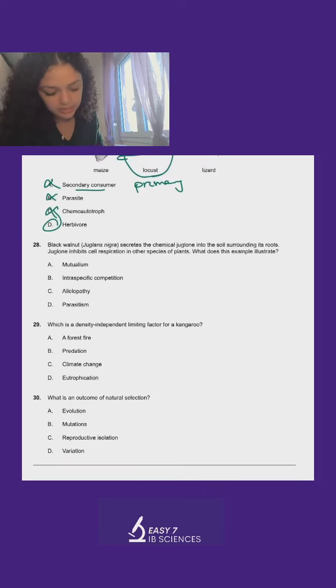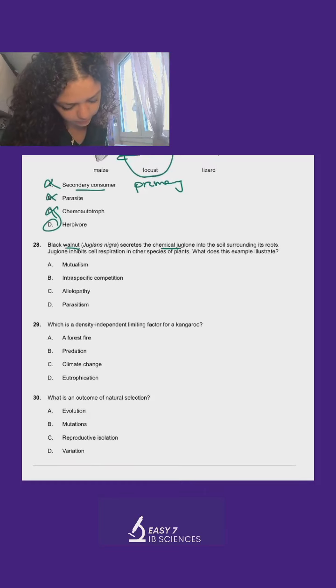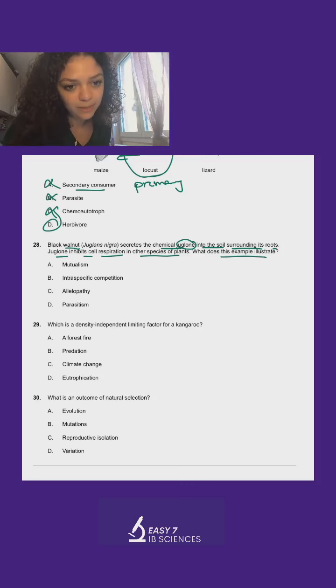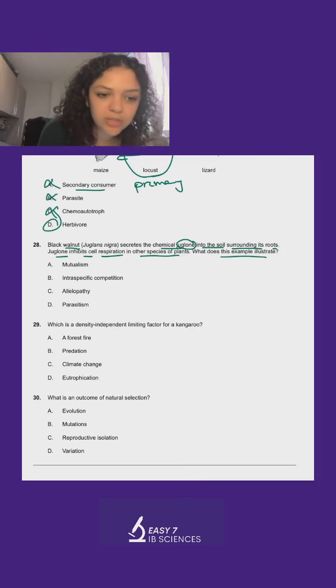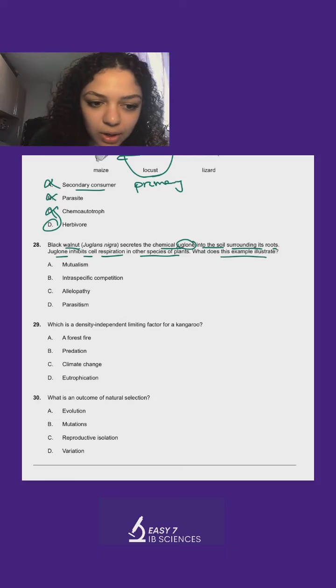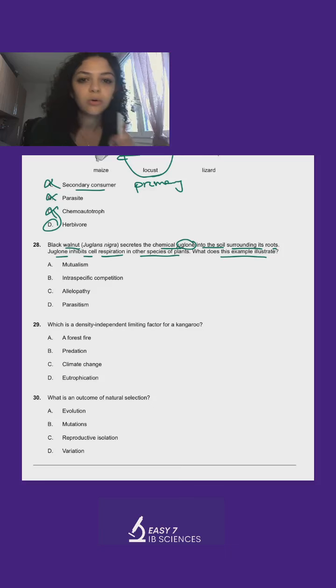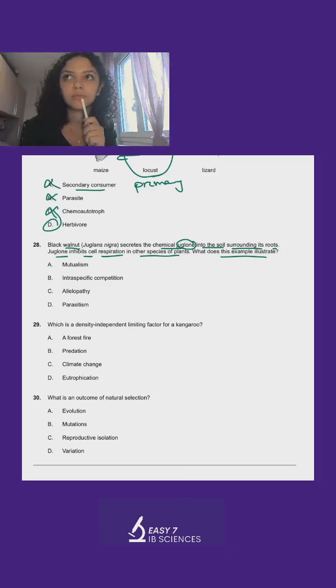Perfect. Next, it says black walnut secretes the chemical juglone into the soil surrounding its roots. Juglone inhibits cell respiration in other species of plants. What does this example illustrate? I saw some of the crash course students here. We did talk about this in our crash course, or I think it's going to be part of the beginning of day 3, because it's in topic 6, and we finished on topic 6. Very good, allelopathy, nice. In the crash course 6 slides, do you remember this specific example?